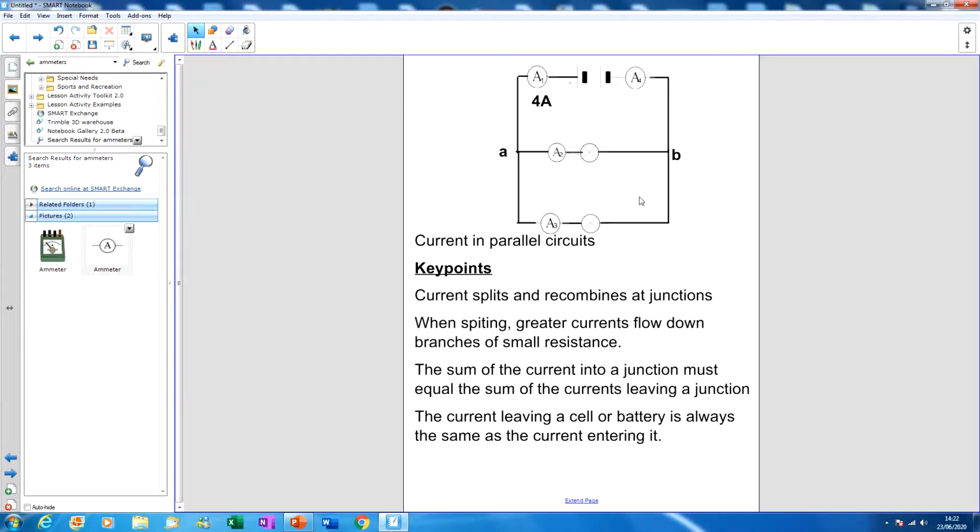So how will our 4 amps split at junction A? Well, current splits according to resistance. The bigger the resistance of each bulb will mean a smaller current goes through each branch. So in this case, I'm going to say that each bulb has an equal resistance.